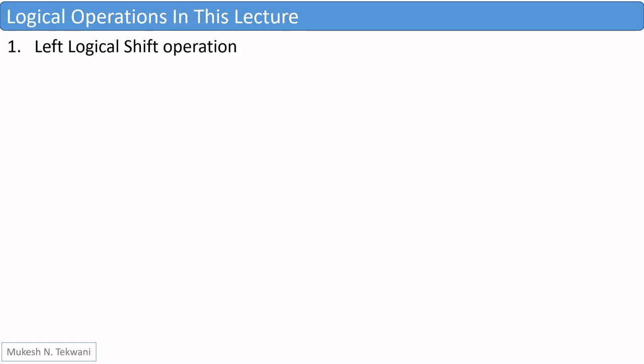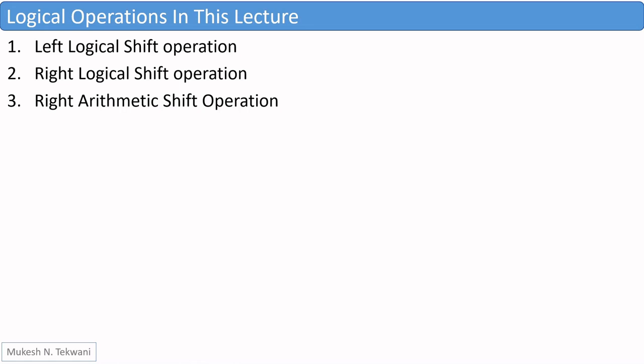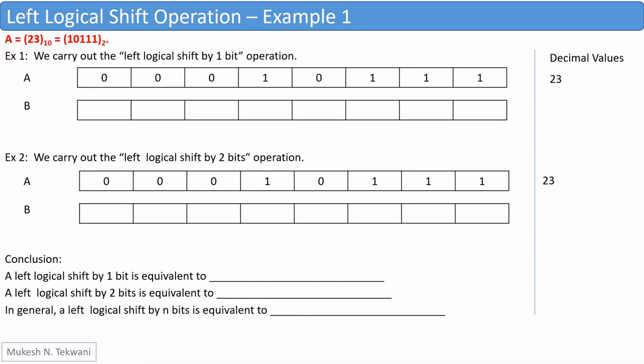Let us see which are the logical operations we'll study in this lecture. The first is a left logical shift operation, which shifts bits to the left in a binary number. The right logical shift operation can shift the bits to the right. The third, unusual type of operation is a right arithmetic shift operation. We'll see that this operation is needed to shift bits to the right, especially when we are dealing with negative numbers. Let us start with the first example of a left logical shift operation.